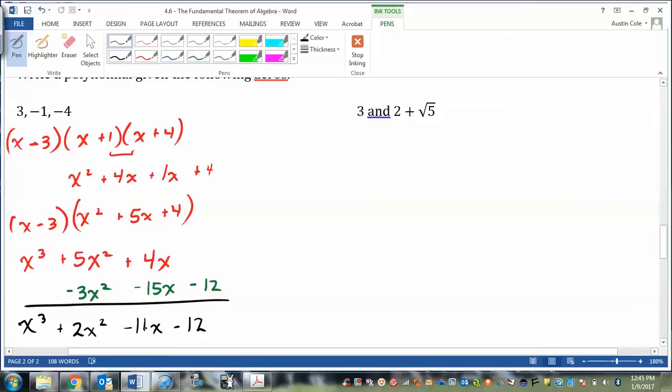So if you were to graph this polynomial in our calculator, the zeros should be at 3, negative 1, and negative 4.